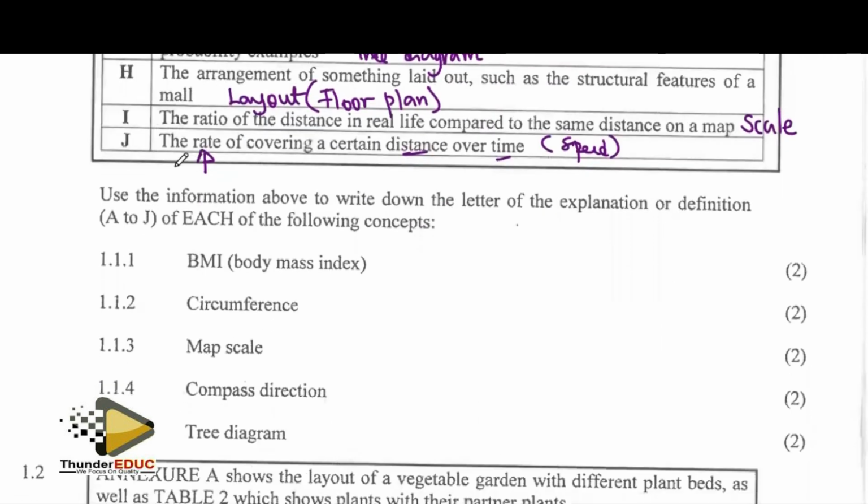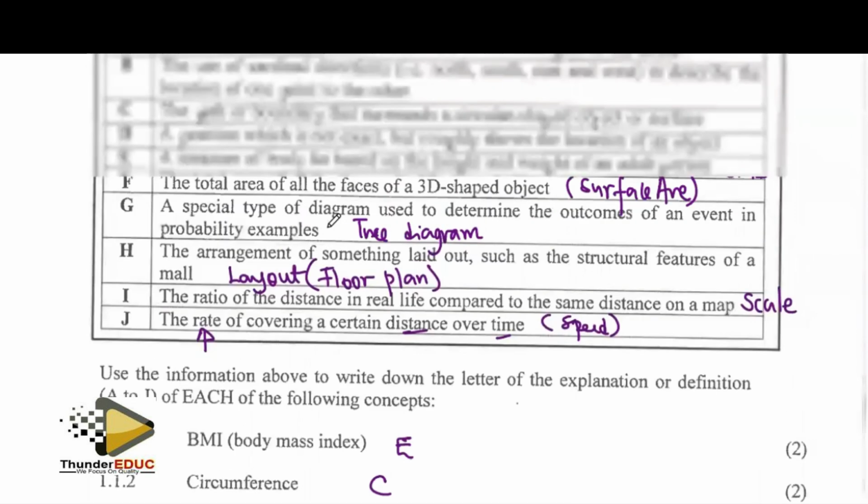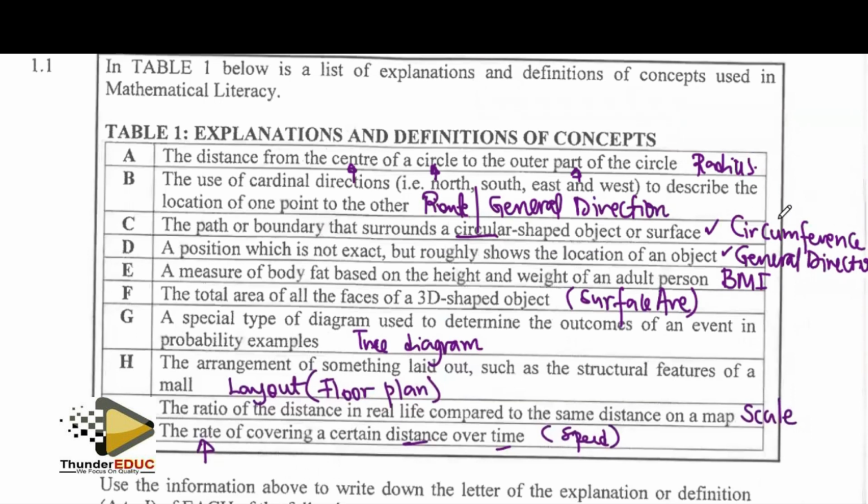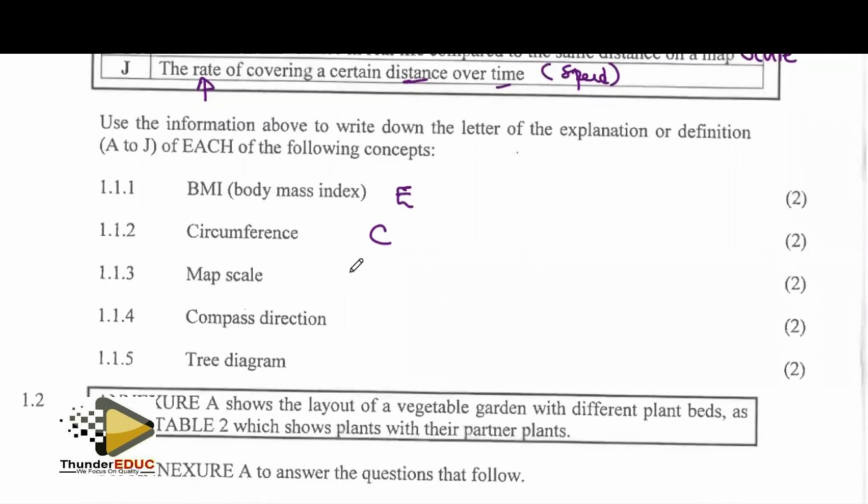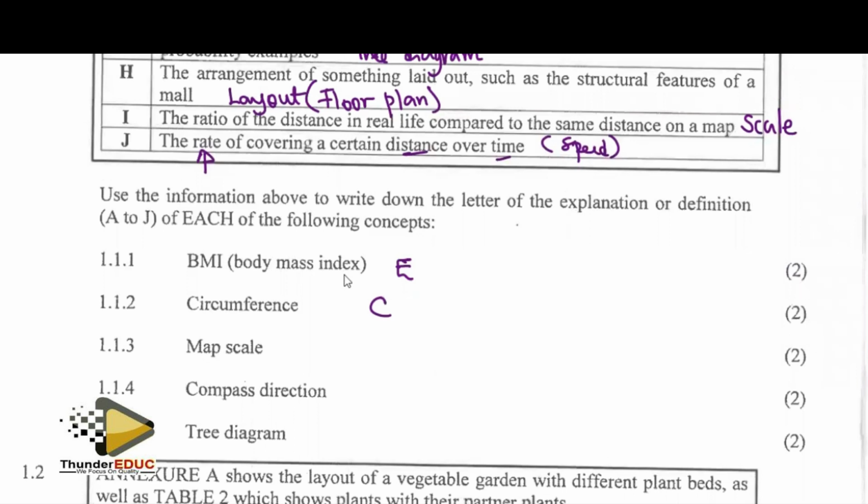Anyway, let's look at the question here. They say, use the information above to write down the letter of the explanation or definition A to J for each of the following concepts. BMI, we've already seen it as E. Circumference, we've seen it as C. The path around this is circumference. Then the map scale, it's I. Compass direction, this could be B. And the tree diagram, we've seen it as G. Possible outcomes in probability.